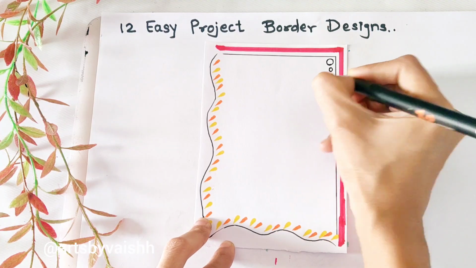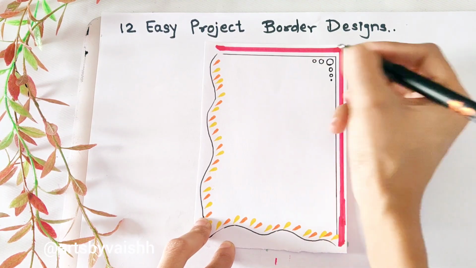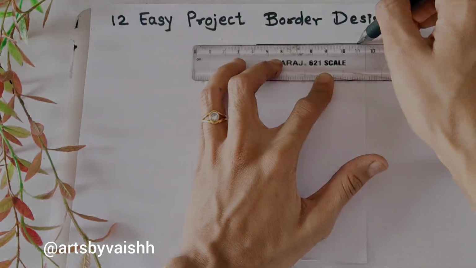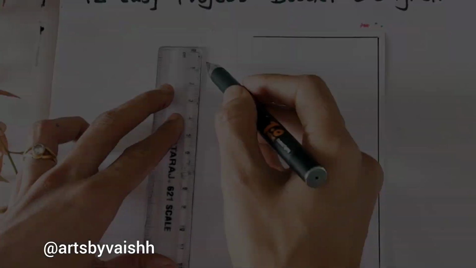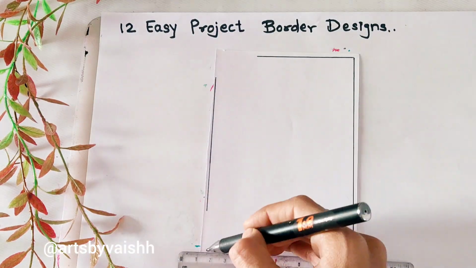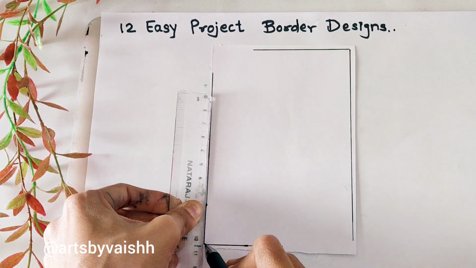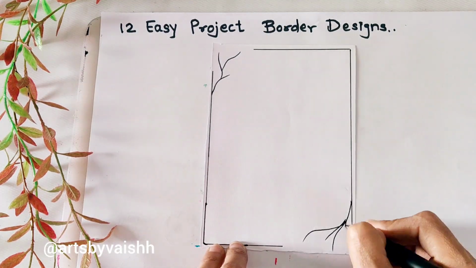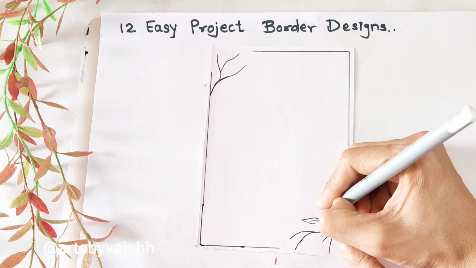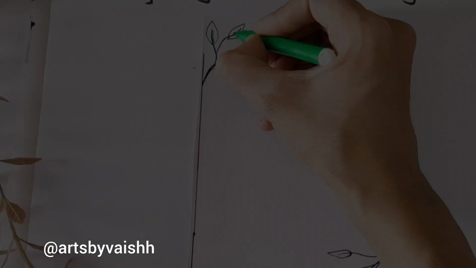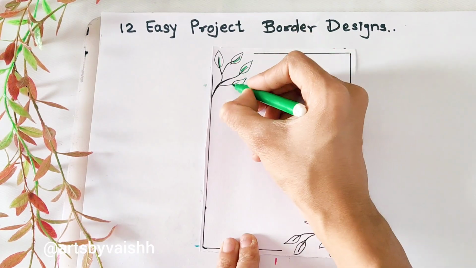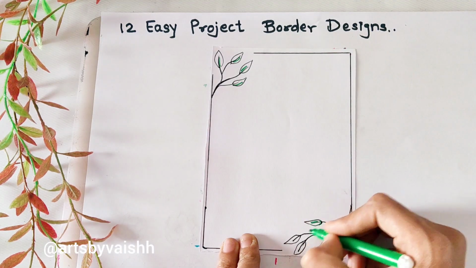Here I'll draw bubble like shape and it's almost done. This one we will keep it very simple. I'll draw borders. Then I'll draw leaves from both ends. So like this, and I'll draw leaves to it. Now I'll color those leaves and it's done.